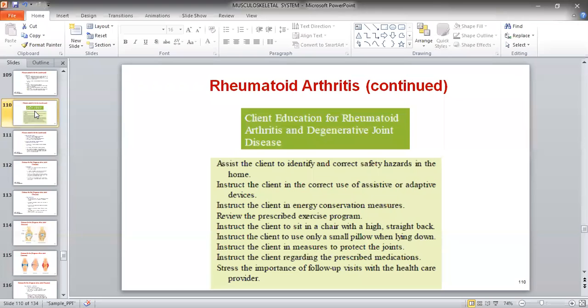If the patient uses any assisting device, we have to assess the neurovascular status every hour for the first 24 hours after use. And do not lift or remove the weight. Do not let weight rest on the floor. Muscle spasms are expected and should be treated, right? So they said, instruct the client to sit in a chair. Client uses only a small pillow. Client uses measures to protect the joint. Also, regarding prescription medication, it is important to take it as prescribed.